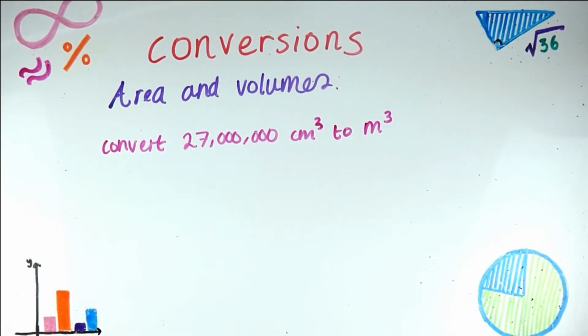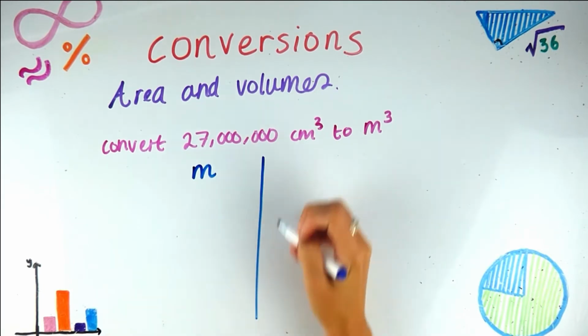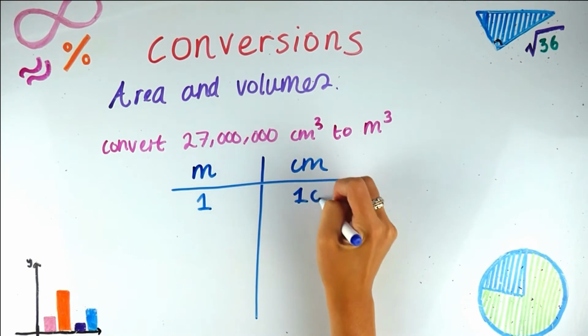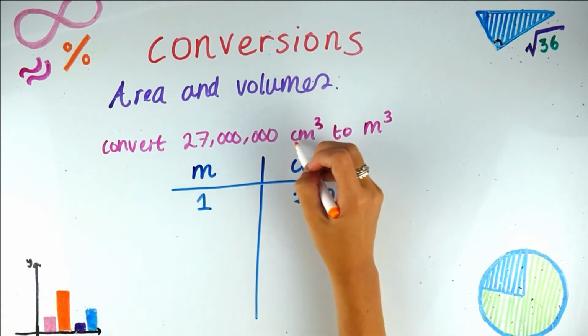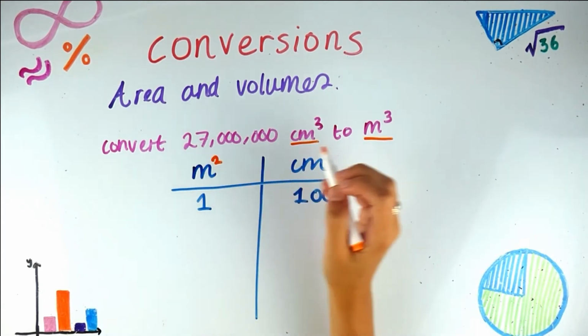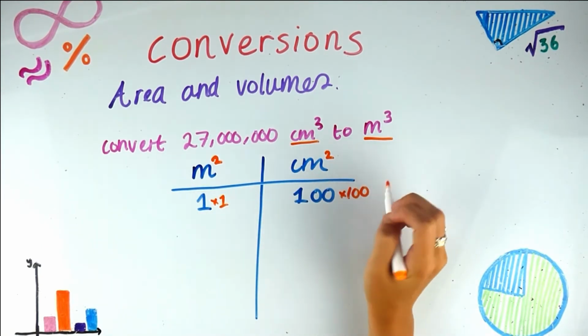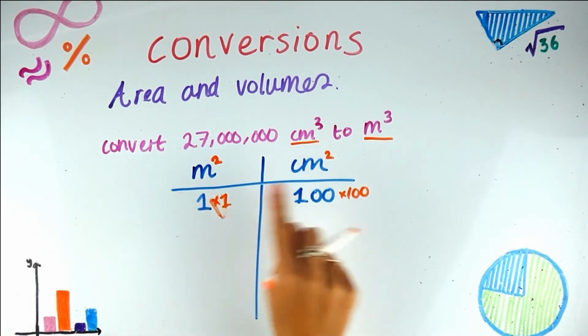So let's look at an example of volume as well. So this question says convert 27 million centimetres cubed to metres cubed. So again, I'm going to start like I did initially. So I'm going to put metres here and centimetres here. And I know that in 1 metre there are 100 centimetres, so exactly like we just did. But I don't want metres to centimetres, I want cubed. So first we're going to go squared, and that means we do 1 times itself and 100 times itself. This is always going to be 1. Actually, I'll leave that there for now. But we don't even want squared, we want cubed.